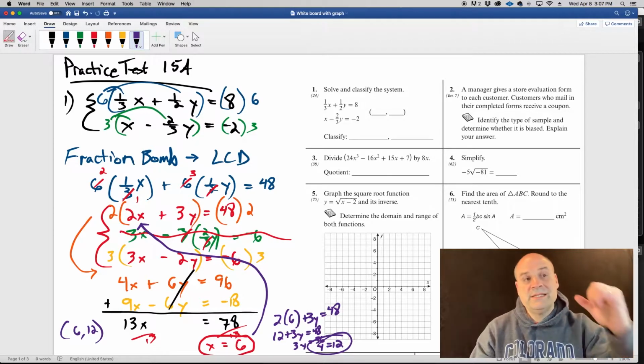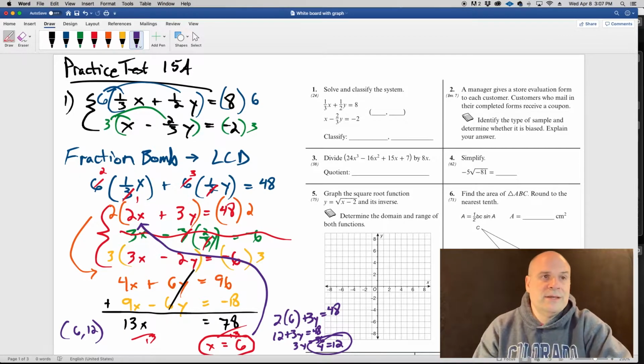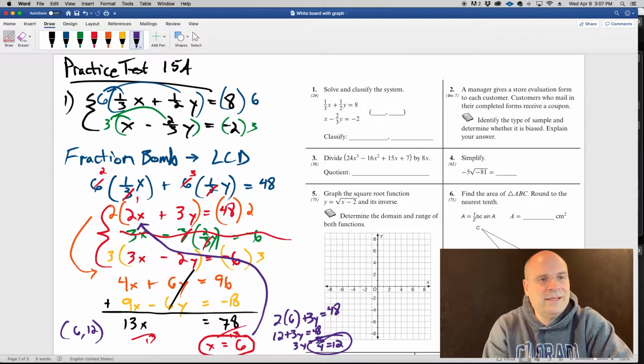Is it dependent, independent, consistent, inconsistent? It's not dependent. Remember, dependent is where it's very clingy, right? So it's not clingy. So it's independent. And it's consistent. Remember, the only thing that's not consistent are parallel lines, and these are not parallel because they intersect.